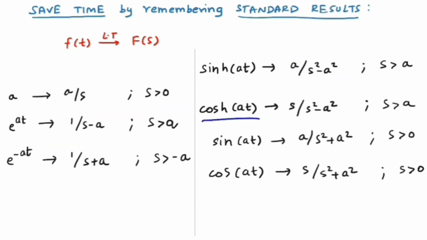Similarly, next we have cos hyperbolic of at. The Laplace transform is s over s square minus a square, where s is greater than a. Then sine of at, the Laplace transform of that is a over s square plus a square, where s is greater than 0. And cos of at, the Laplace transform is s over s square plus a square, where s is greater than 0. Now make a note, there is one trick to remember the formula.